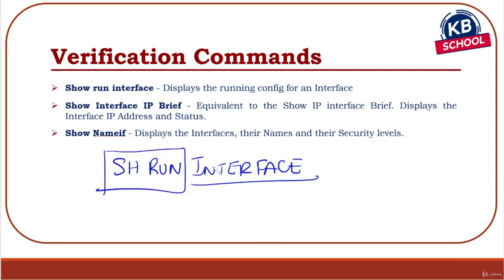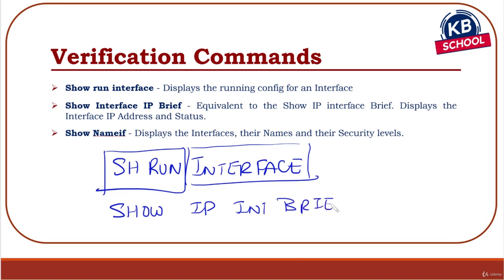You remember this, show run and the name of the command will give you just that part of the running config. The other one, to check the status, whether it's up or not, and the IP address and the mask, is show interface IP brief, which is similar to your router command called show IP interface brief. All right, so this is a little different, show interface IP brief.